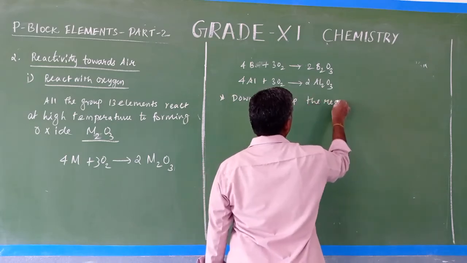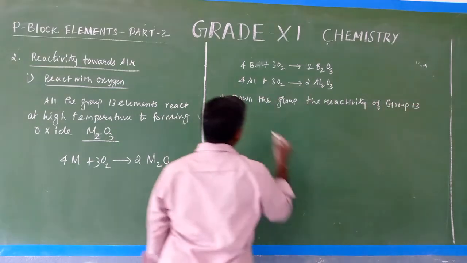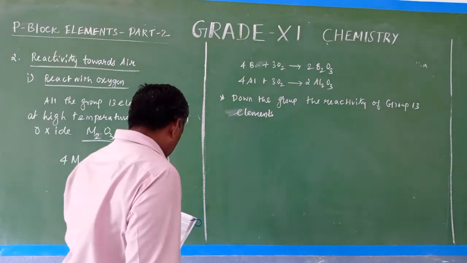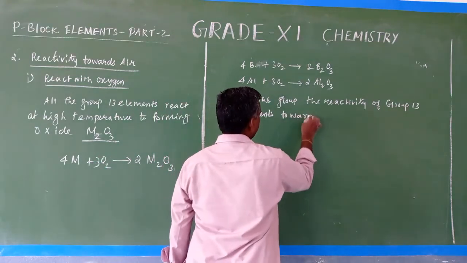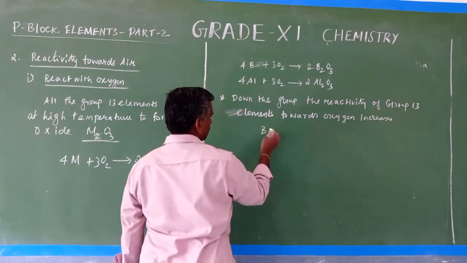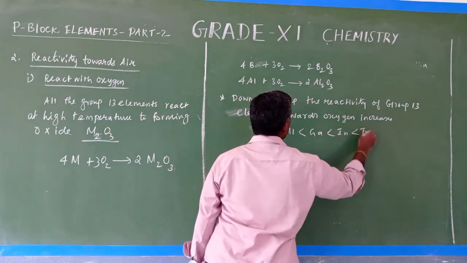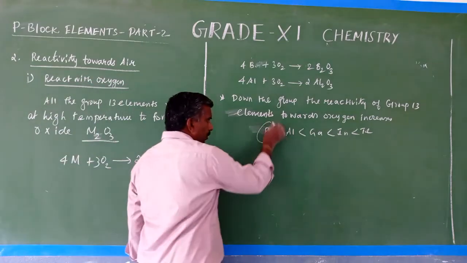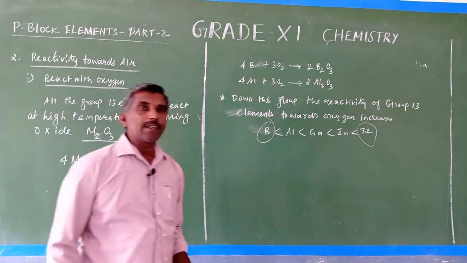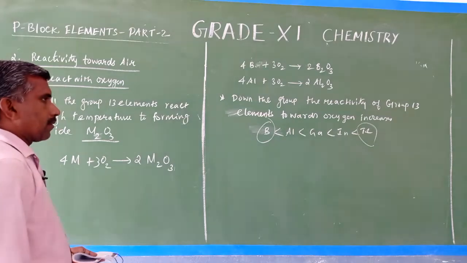The reactivity of group 13 elements towards oxygen increases: boron, aluminum, gallium, indium, thallium. So compared to boron, thallium is highly reactive with oxygen. Okay, now aluminum reacts, that's all.